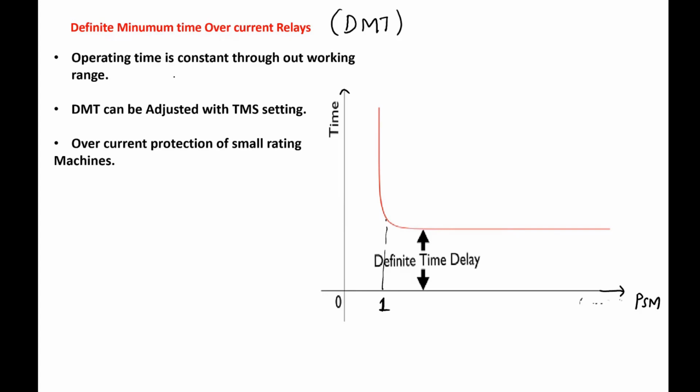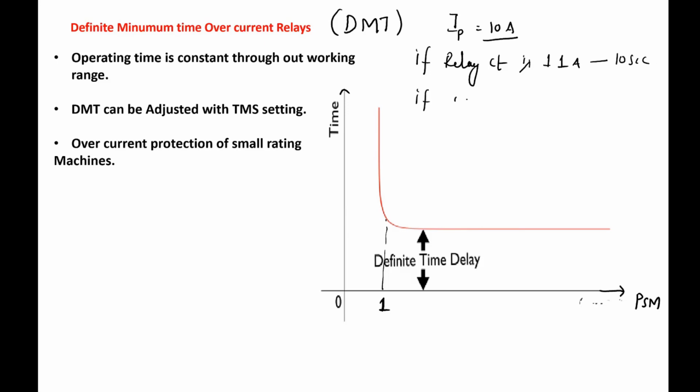Okay. That means, suppose pickup current is 10 ampere for this particular relay. If relay current is 11 ampere, it is above pickup value, so it should trip. It will take its own sweet time. The operating time is, let us say, 10 seconds. It will operate in 10 seconds.